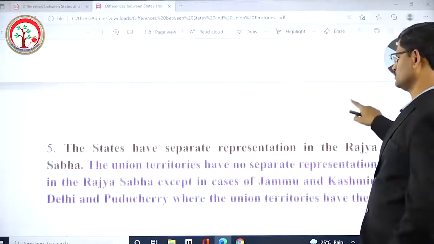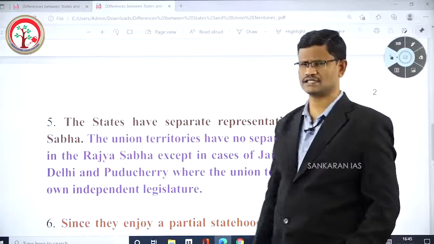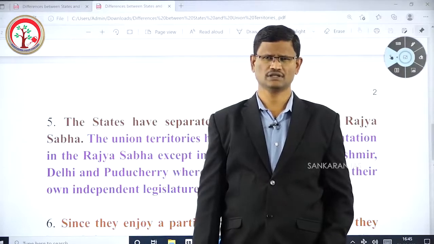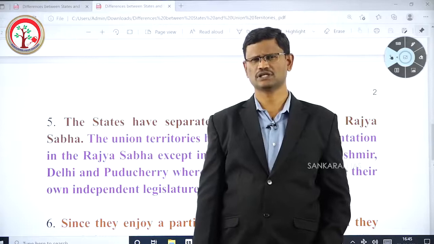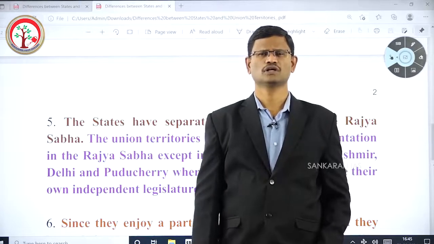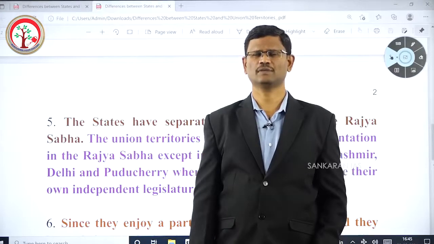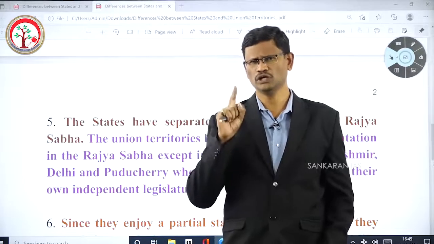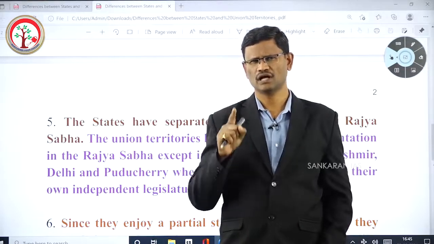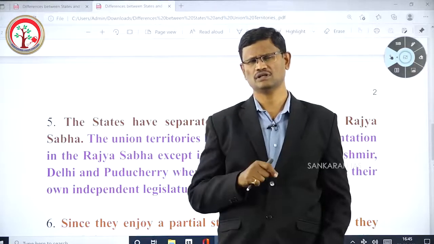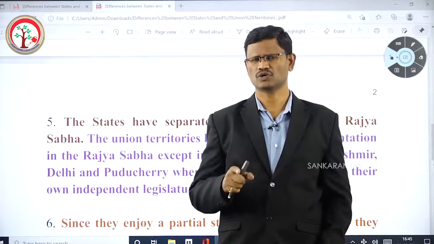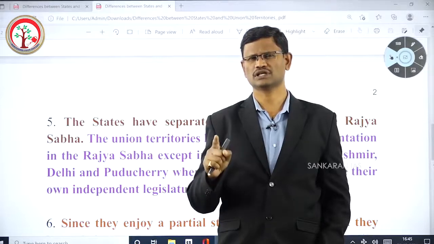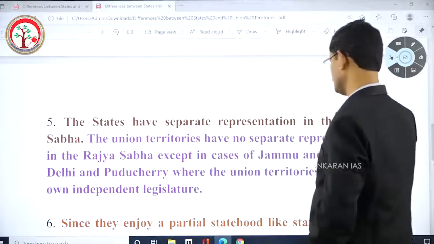Then the states, usually all the states are represented in the upper house, that is Rajya Sabha. In India we have 28 states. All the 28 states have representation in Rajya Sabha. Of course, the representation is unequal. It is not equal like in the American Senate. But all the UTs do not have representation in Rajya Sabha. Only those UTs which have a legislative assembly have representation in the upper house. Then what are the UTs with legislative assembly? Jammu and Kashmir, Puducherry and Delhi are the only 3 union territories out of 8 which have representation in the Rajya Sabha, which is the upper chamber.